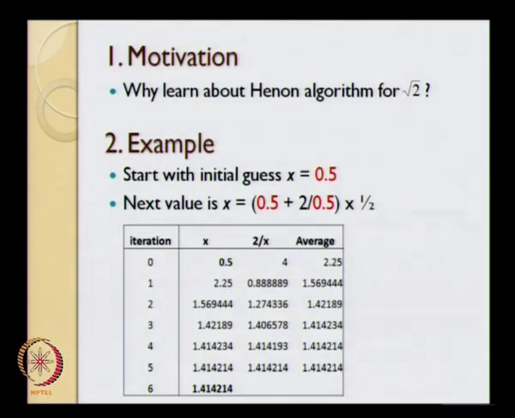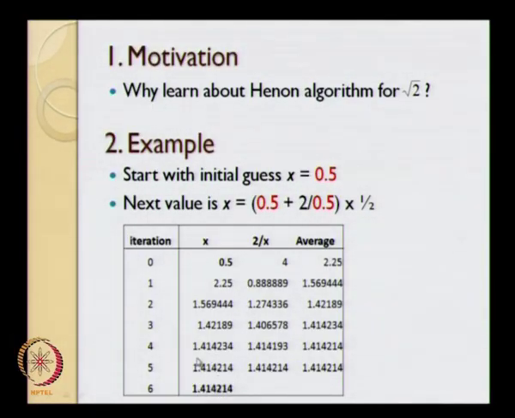So the next guess after that is 2.25 and 2 divided by 2.25. We take the average of these two numbers, and it happens to be 1.569. This average is going to be the value of x at the second iteration. And we continue this over and over again until a certain point. In this particular case, I have done the Excel simulations up to iteration number 6. What we see here is that the initial guess of x was 0.5, the second was 2.25. Both these values are quite far away from the actual solution, 1.414214. The third value comes fairly close, 1.569. The fourth value is even closer, 1.422, then 1.414, 1.414, 1.414.